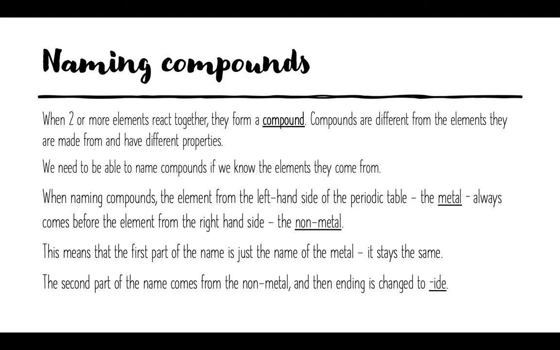So if you have a metal reacting with a non-metal, when you are trying to name the new compound formed, the first part of the name is simply the name of the metal. That just stays the same. The second part of the name comes from the non-metal. And if we have an INE ending, for example in chlorine, we would change that to IDE.